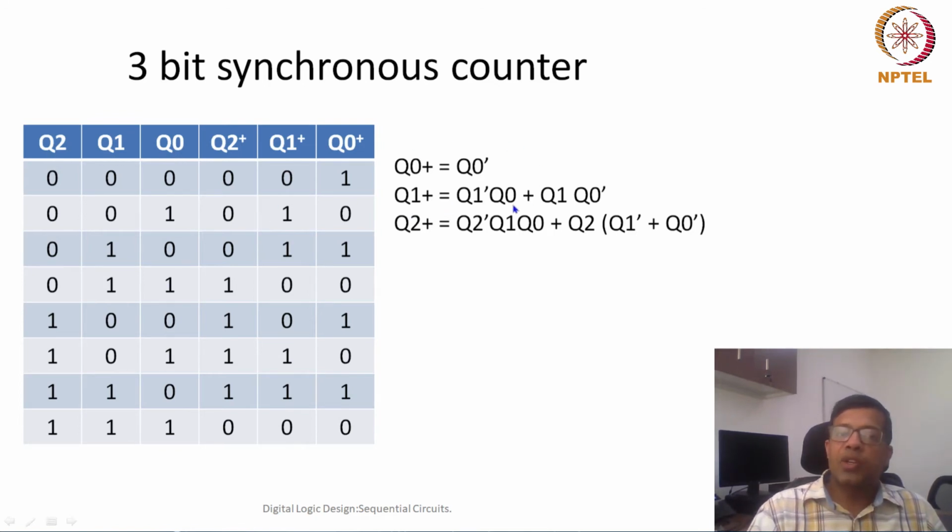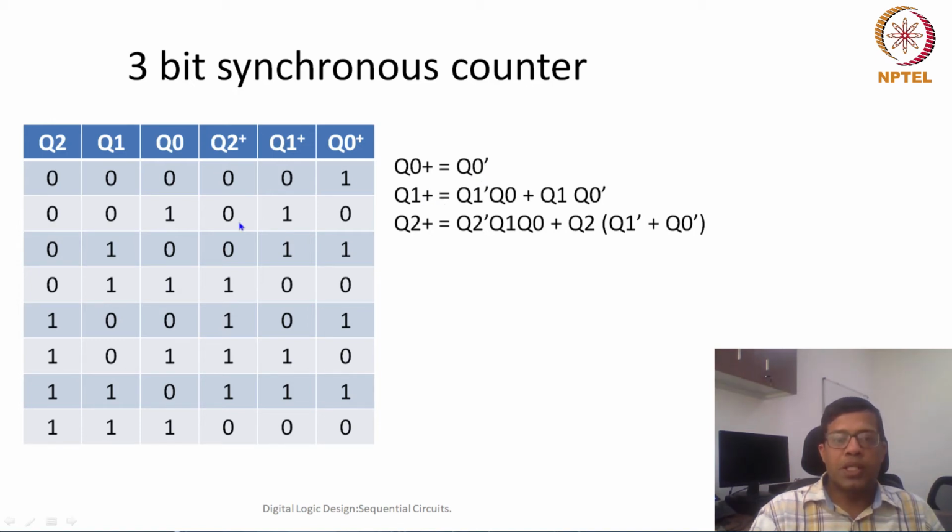So here I have solved this K-map directly. Then you can work out yourself, or maybe you can quickly see that for Q0 plus, every time Q0 is 0, it becomes 1, and whenever Q0 is 1, it will become 0, irrespective of Q1 and Q2. So that means Q0 plus is equal to Q0 dash.